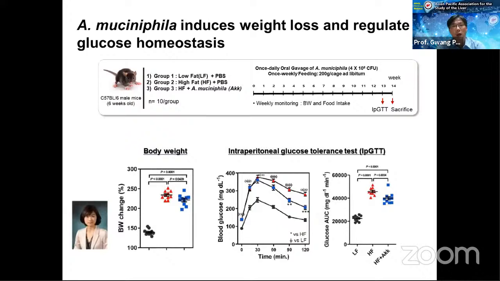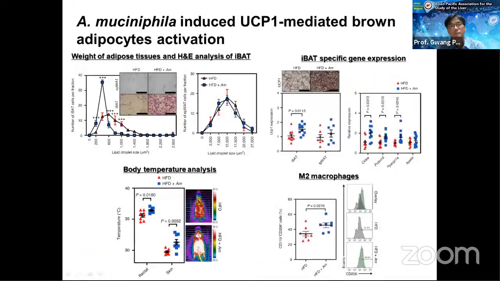So our question was how Akkermansia muciniphila affects this metabolic disease. We isolated four different strains of Akkermansia muciniphila from healthy stool, and we found that administration of Akkermansia muciniphila induced weight loss and regulated glucose homeostasis in this mouse model. And also, Akkermansia muciniphila can modulate brown adipose tissue activation. In this case, the histology, the number of cells, and the specific gene expression changed after administration of Akkermansia muciniphila.